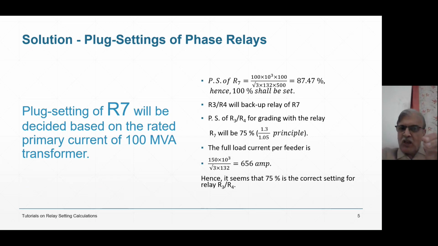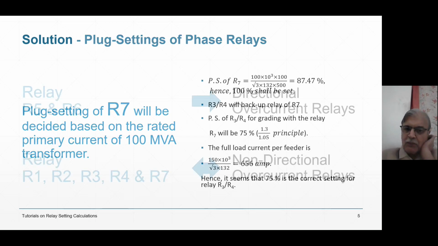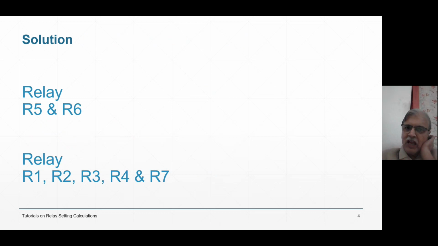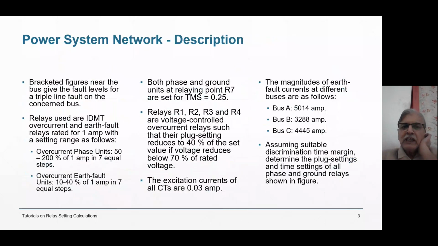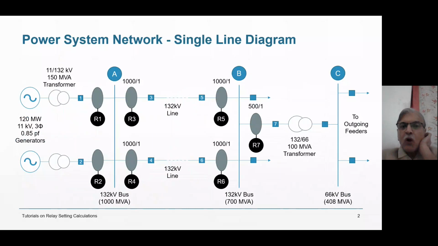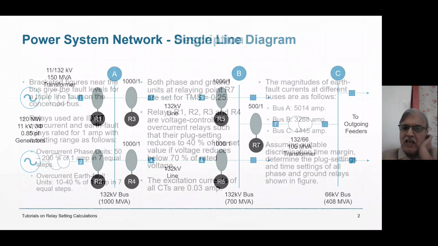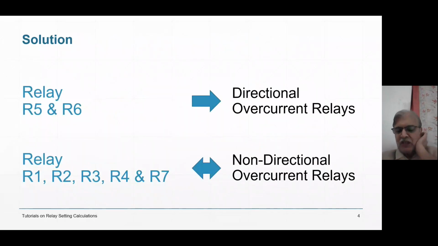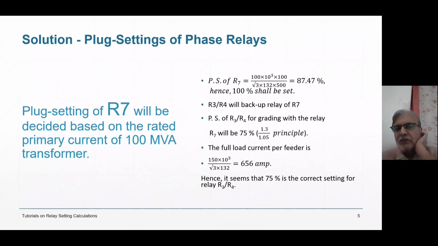650 divided by 1000, because R3, R4, my dear friends, is 1000/1, therefore divided by 1000. R3, R4 is 1000, therefore 650 divided by 1000, some 65%. Therefore, I have to select 75%, the next available setting.